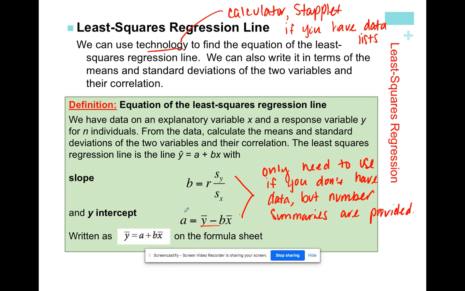One other thing that's noteworthy here is that because this is the formula for our y-intercept, your line will always pass through the point that's the mean of the x's and the mean of the y's.